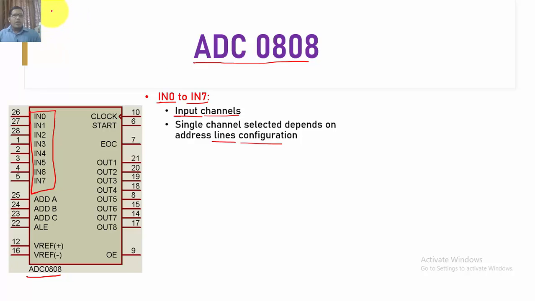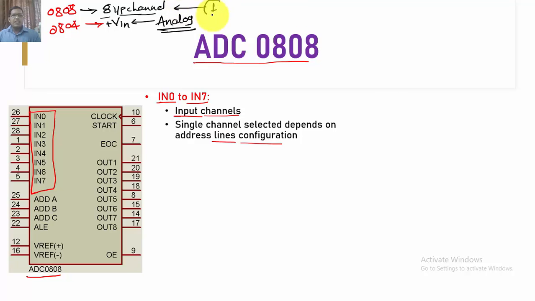Okay, so when we compare this 0808 with that of 0804, in case of 0804 we have one single pin, and that pin is called V plus, V minus, through which we accept the analog signal. However, in case of 0808, we have 8 input channels, which means we can accept the input through these 8 different input channels. However, only one pin is activated depending upon the configuration of address lines.